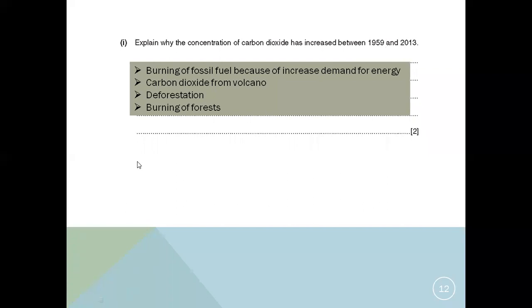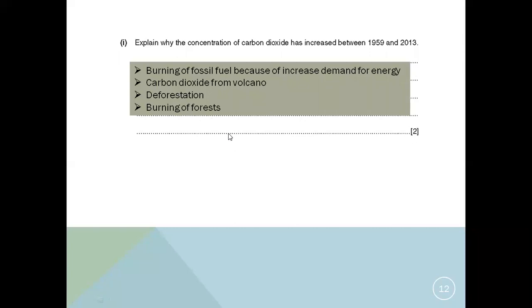Maybe people are burning fossil fuel because of increased demand for energy, and because of burning fossil fuel, carbon dioxide is produced. Second, carbon dioxide from volcanoes. And third, deforestation. We know plants need carbon dioxide for photosynthesis. If we are cutting the plants, definitely the carbon dioxide in the atmosphere will increase, because with no plants, they will not absorb the carbon dioxide.